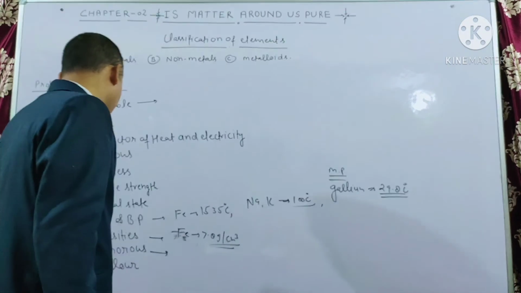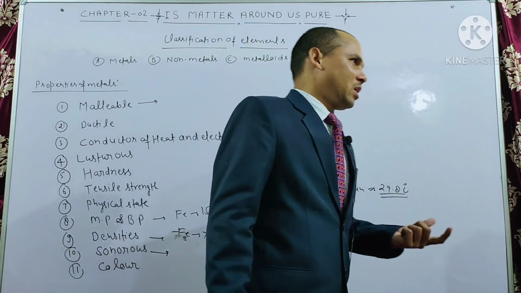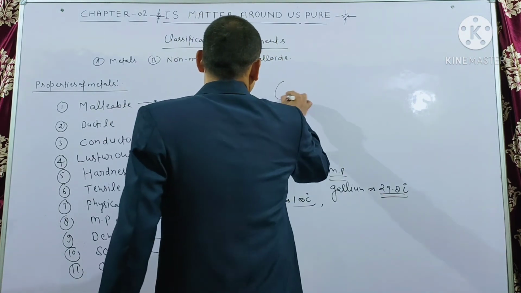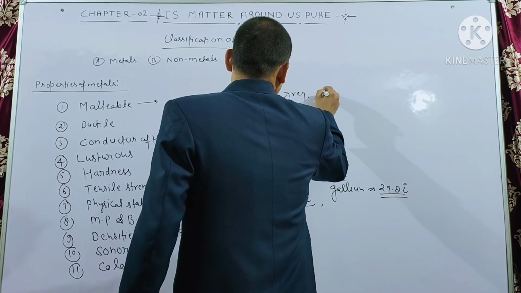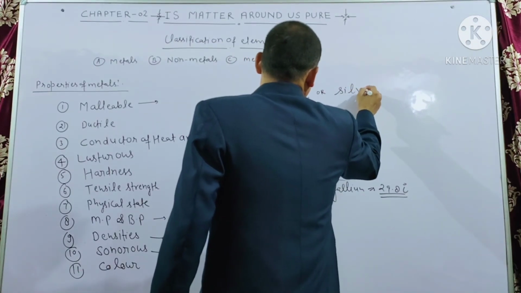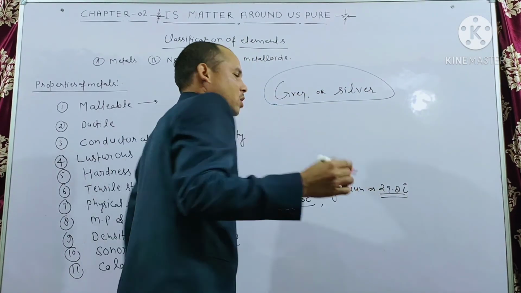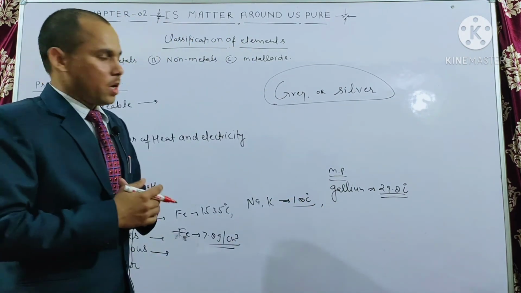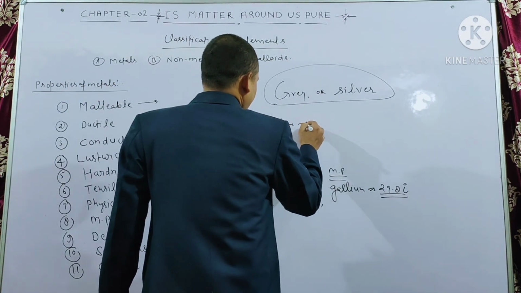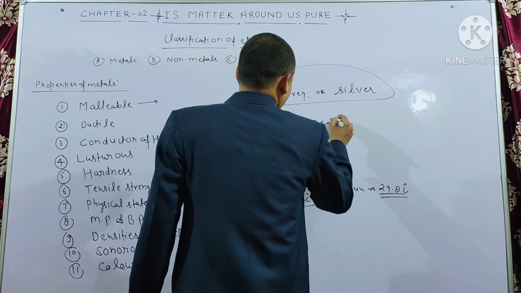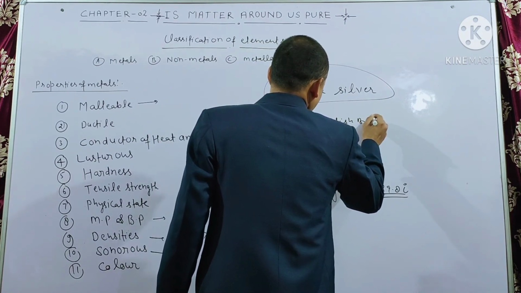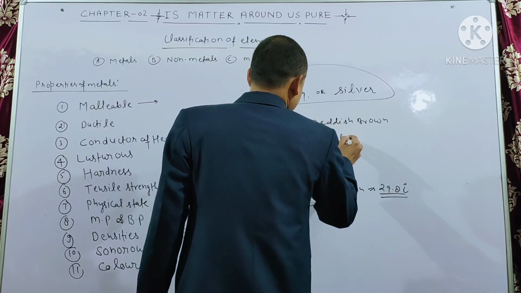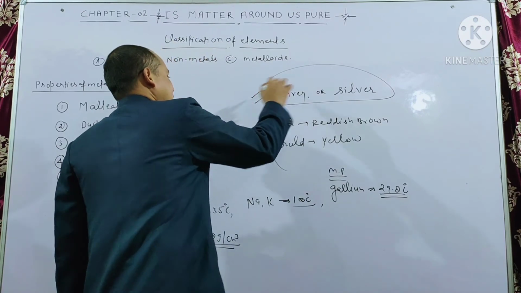Next one is color. Mostly, metals are generally gray. The color of metal is generally gray or silver. Most of the metals have these two colors, gray or silver. But there are a few metals that have different colors, like copper. Copper has a reddish brown color. And gold has a yellow color. So most of the metals have these colors.